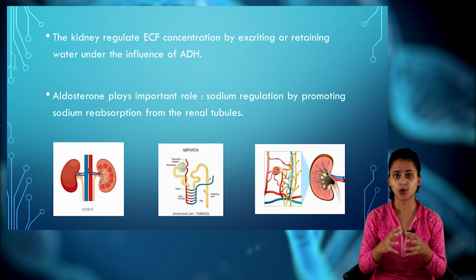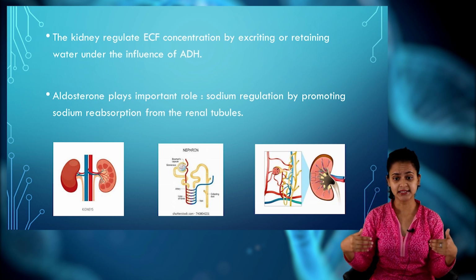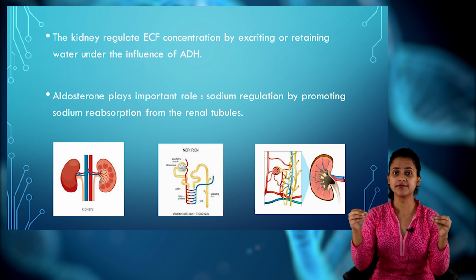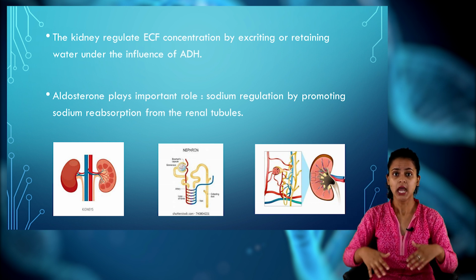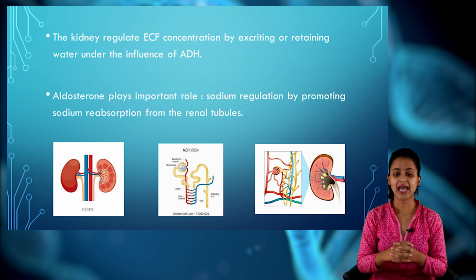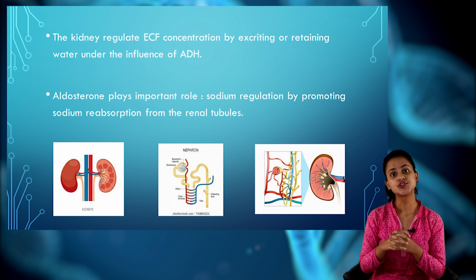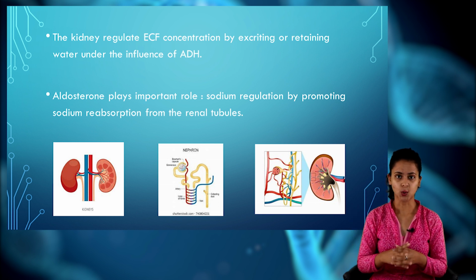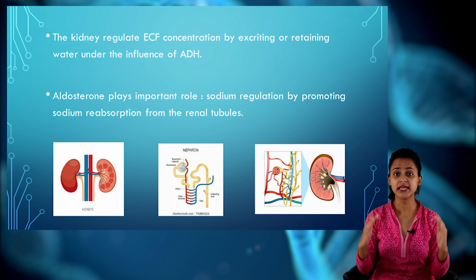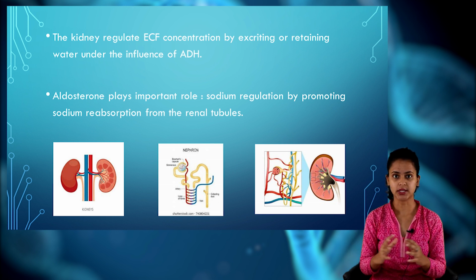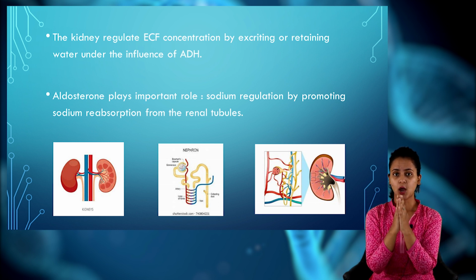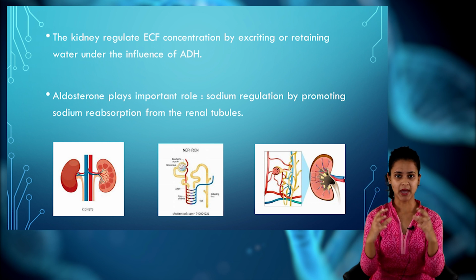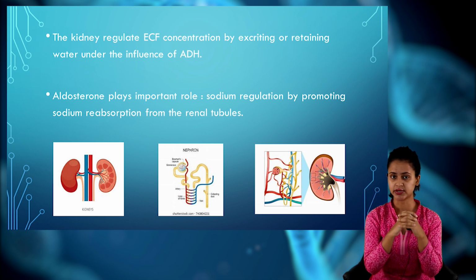It is a particular hormone which will definitely be acting on the kidneys, and we are going to see it regulating the sodium in the body by promoting sodium reabsorption from the renal tubules. That is how aldosterone and antidiuretic hormone maintain the concentration of sodium in the extracellular fluid in the body. So now we are going to read about the two different imbalances related to this particular electrolyte.